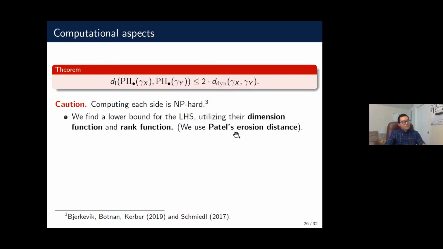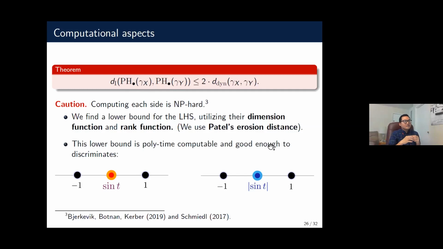So what we do in our paper is that we find another lower bound for this left-hand side, again utilizing the dimension function for the zeroth spatiotemporal Gaussian homology and rank invariant for the higher dimensional Gaussian homology. And we use a slight generalization of Patel's erosion distance to compare those invariants. And that lower bound is polytime computable and kind of good enough to discriminate these two dynamic metric spaces. So we are happy about this framework.